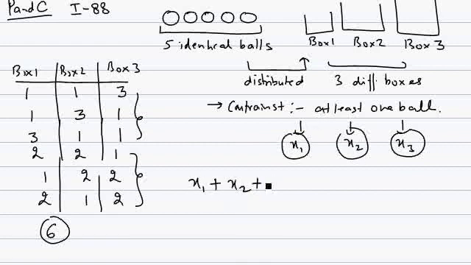So the sum of the 3 variables should represent the total number of balls that I will be placing in the 3 boxes, and we have to divide all the balls available. So the sum of the balls received by the 3 boxes should be the same as the number of balls given in the question, that is 5. This is what we call an integral equation, because all the variables in this equation are integer variables.